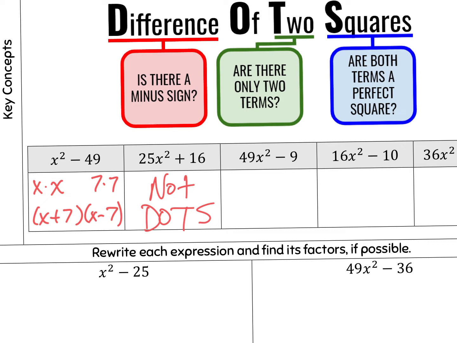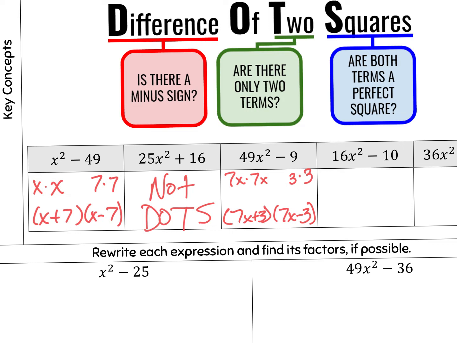So if it's not, are you subtracting? 7x times 7x gives me 49x squared. And then for 9, that would be 3 times 3. So when I write out my factors, it would be 7x plus 3, and then what would the other one be? 7x minus 3. And that's my difference of two squares.